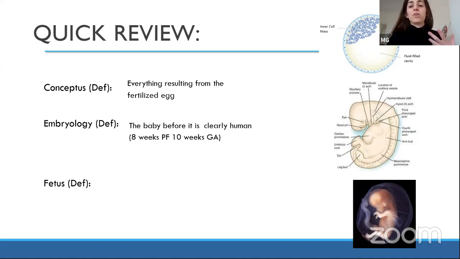That's very important: whenever you look at an embryology diagram, make sure you know, is it post-fertilization or is it gestational age?